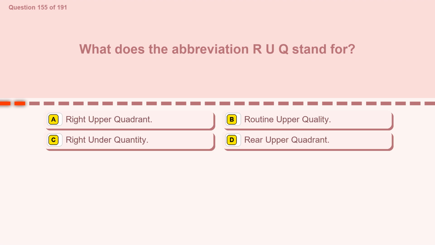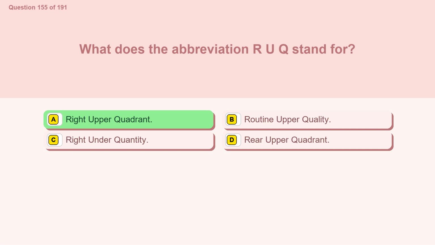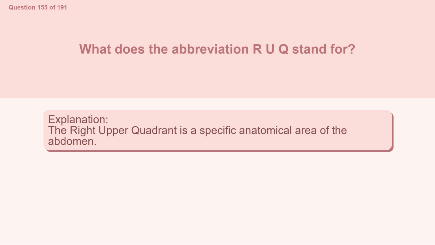Question 155. What does the abbreviation RUQ stand for? Option A, right upper quadrant. Option B, routine upper quality. Option C, right under quantity. Option D, rear upper quadrant. The correct answer is option A, right upper quadrant. The right upper quadrant is a specific anatomical area of the abdomen.